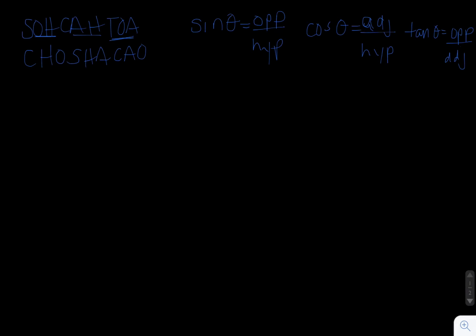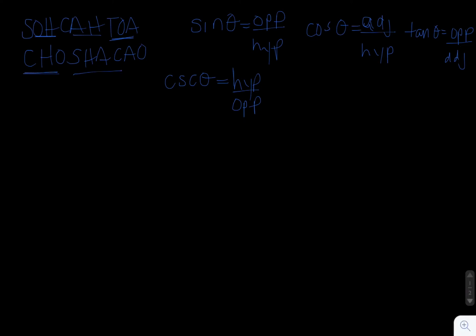Let's go with our cho, sha, cow. This stands for the cosecant. Cosecant of theta is HO. Well, what is that? That's just the reciprocal of our sine. So instead of opposite over hypotenuse, we're going to have hypotenuse over opposite.